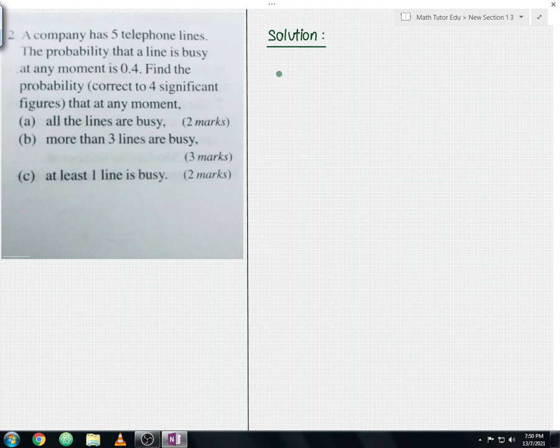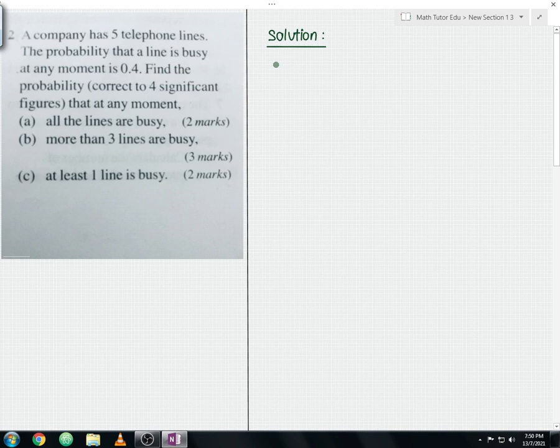Okay, let me read the question now. A company has 5 telephone lines. The probability that a line is busy at any moment is 0.4. Find the probability correct to 4 significant figures that at any moment all the lines are busy. So this is for the question part A. For the question part B, more than 3 lines are busy. And for the question part C, at least 1 line is busy. Okay, so this is the overall question.